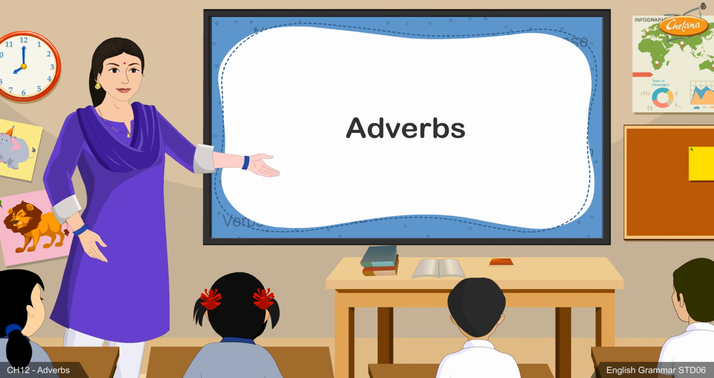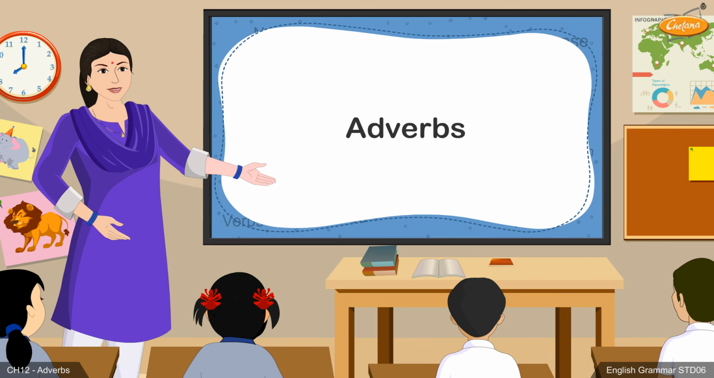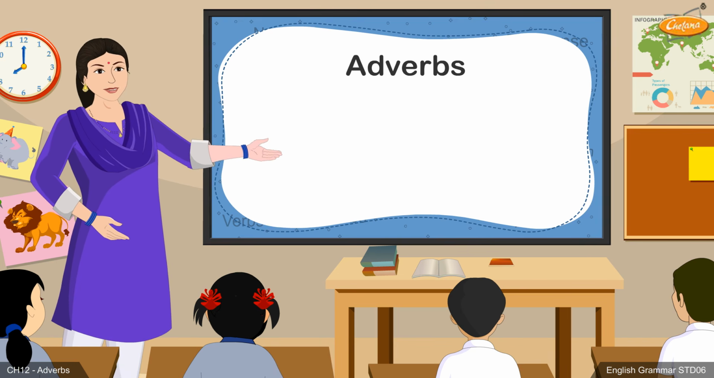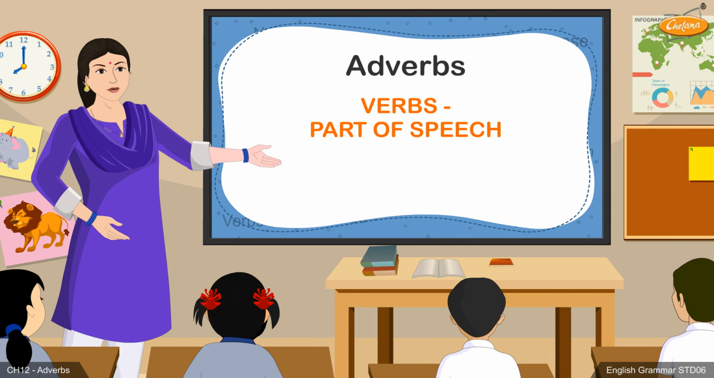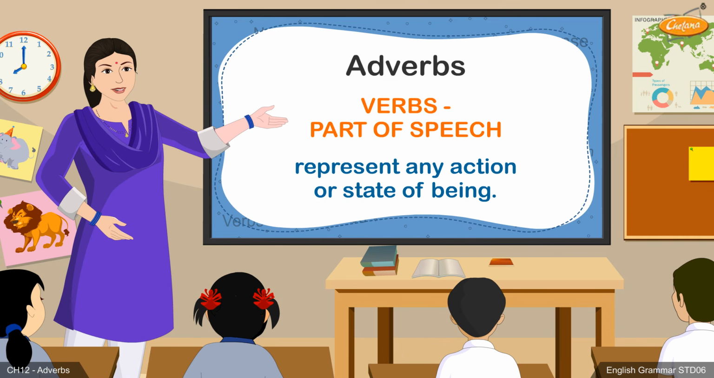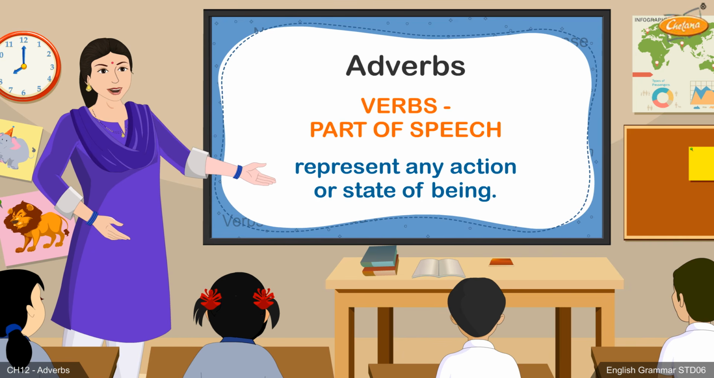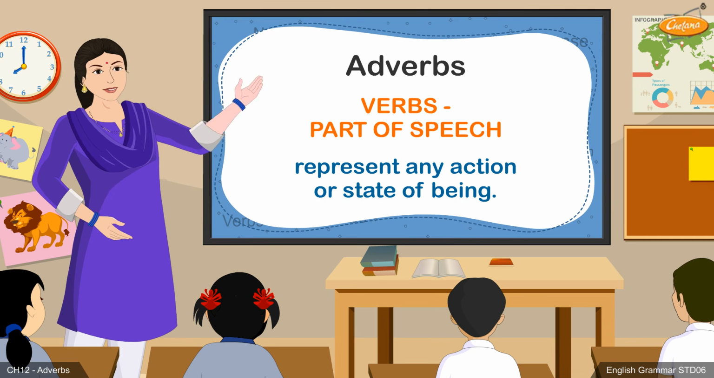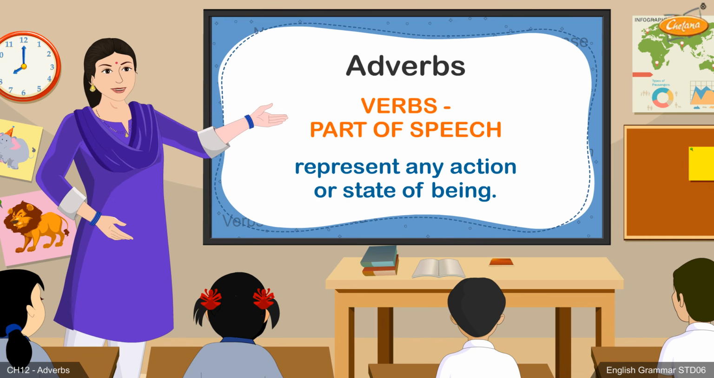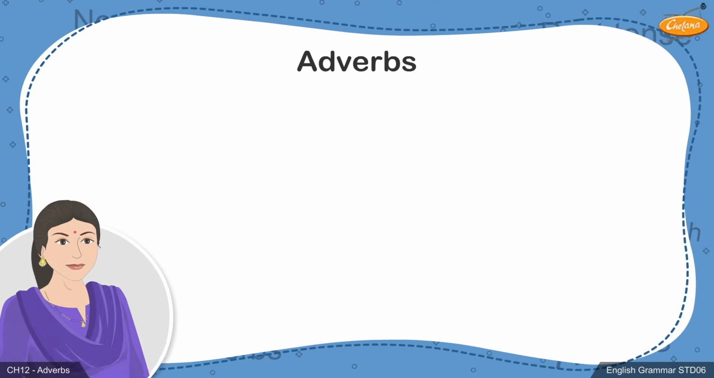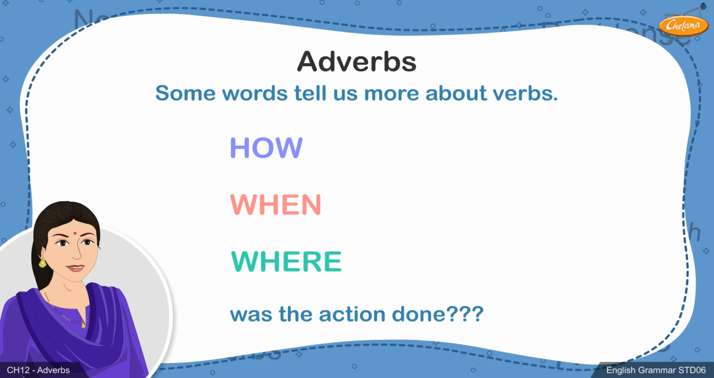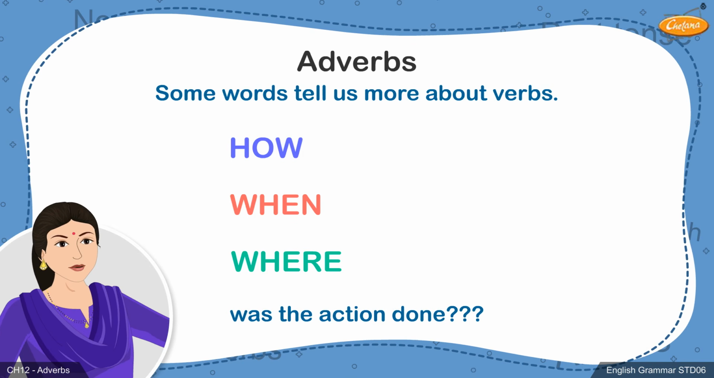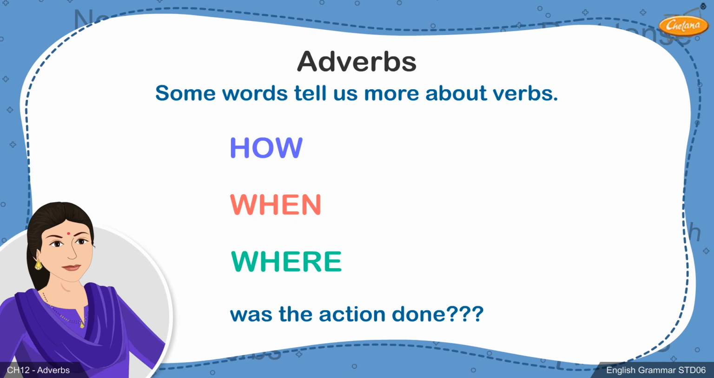Welcome back, students. In some of the topics we have done previously, we have learned a lot of verbs, or words that show any action or state of being. We have also learned about modal auxiliaries, which are helping verbs that indicate certain moods as per the meaning of the sentence. Today, we will be learning more about words that tell us more about verbs.